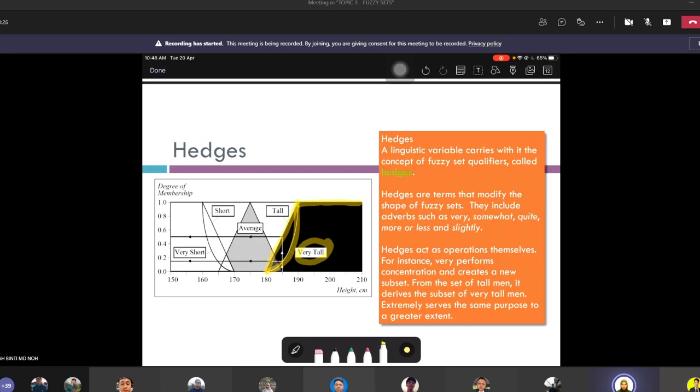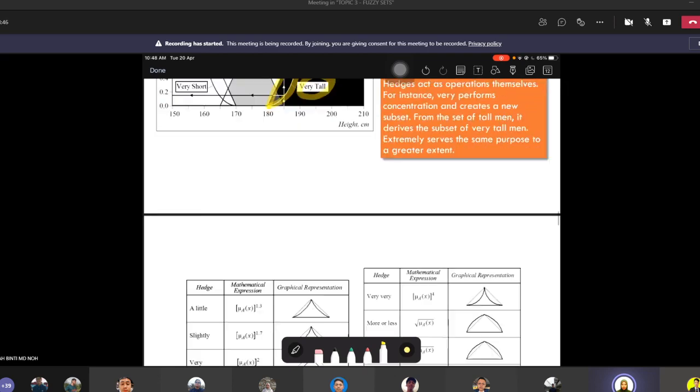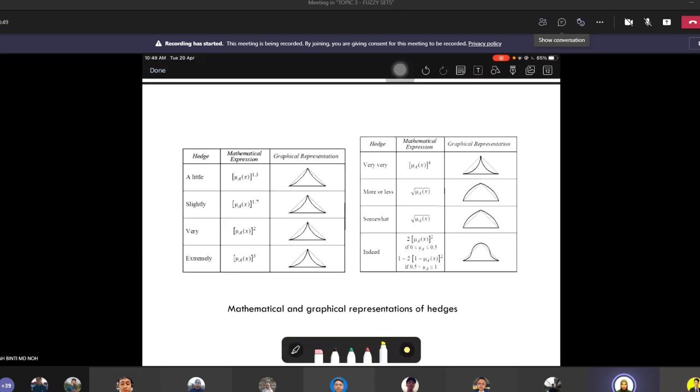Hedges are usually described by some words yang kita panggil sebagai kata penguat tadi. Sangat, agak, okay, more or less, lebih kurang, okay. Hedges act as the operation themselves. Dia ada function dia sendiri untuk calculate the degree of membership. Biasanya kita akan assign siap-siap lah. Pernah tengok table ni kan? The graphical representation for the hedges, right? So kalau kita kata a little, kita gunakan kuasa 1.3. So value dia akan jadi makin kecil. Okay, kalau very kuasa 2, extremely kuasa 3, very dia doublekan kuasa 2, dia jadi kuasa 4.